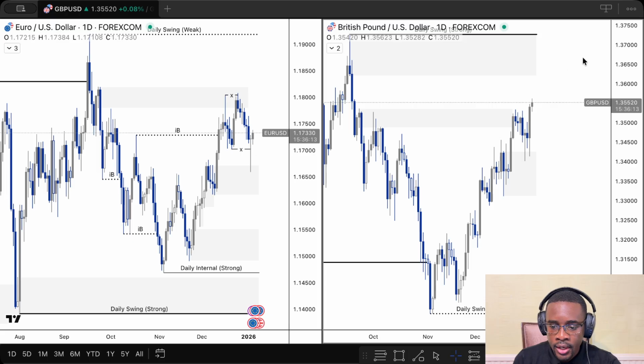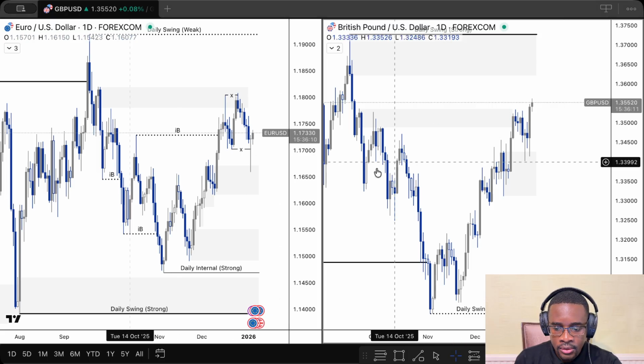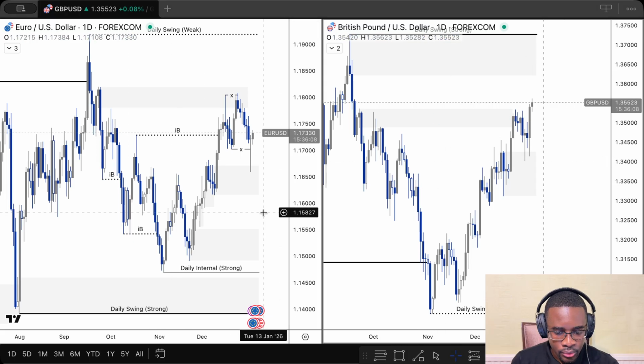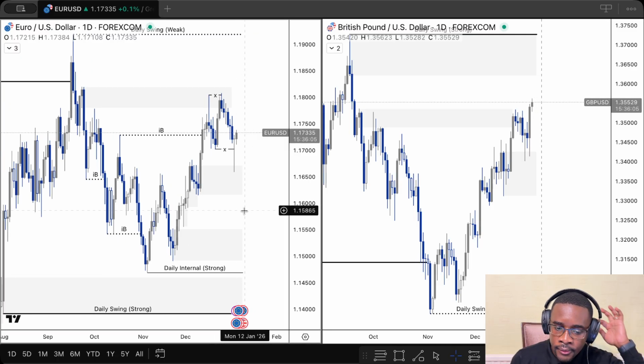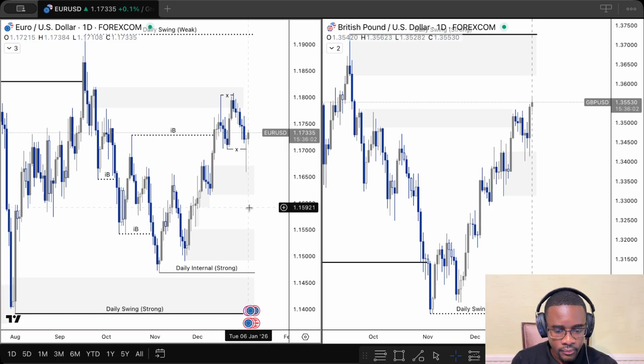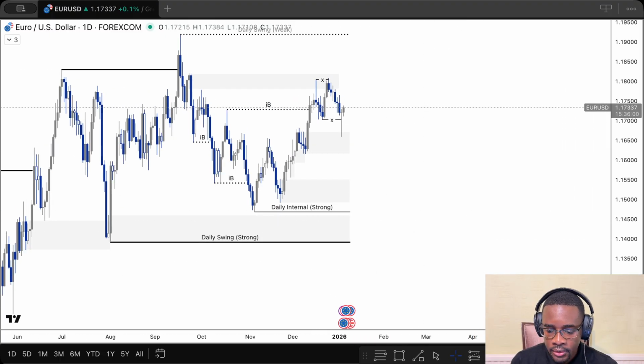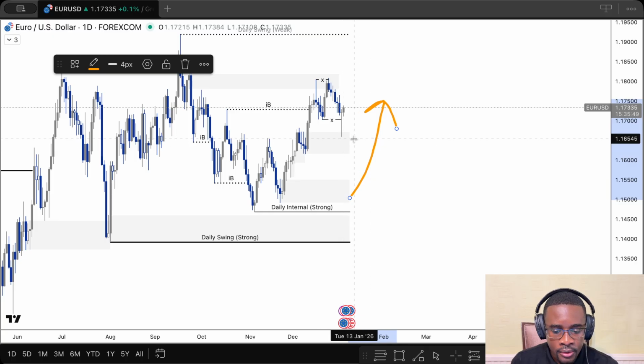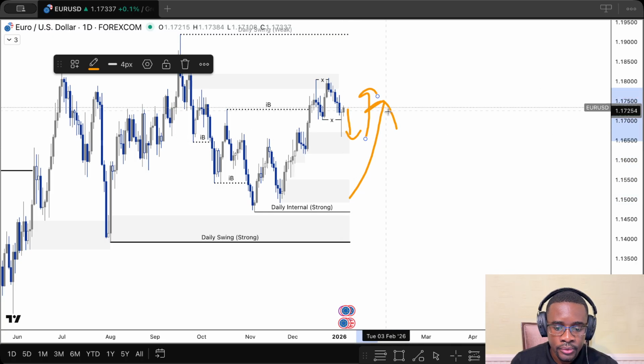Looking at the charts and recapping the trade ideas from yesterday. So looking at Euro USD, we were saying that the daily trend is bullish, and we're expecting price to push down to this POI before we start looking for longs, with the expectation that once the POI is mitigated, then price can start pushing forward.